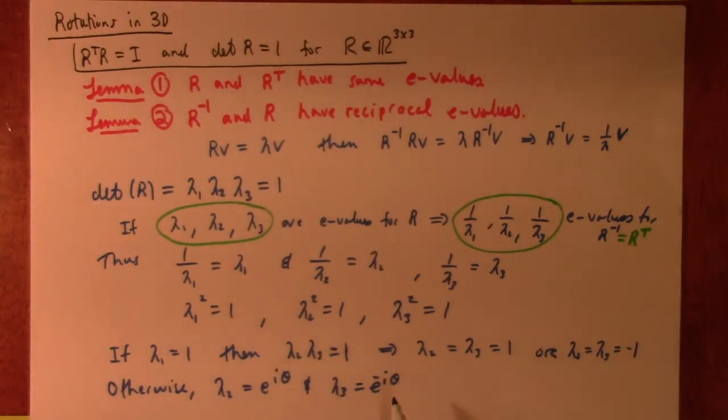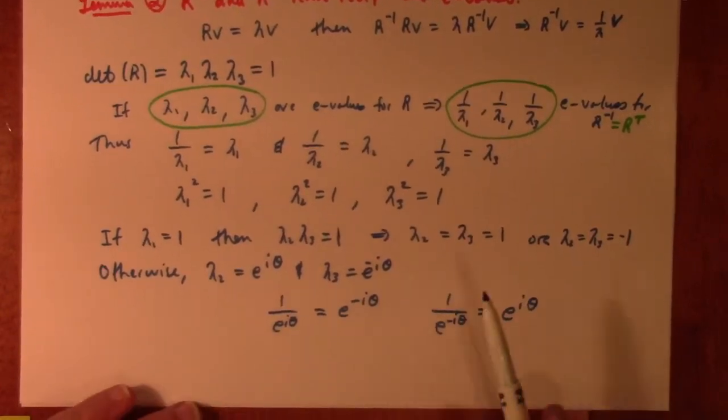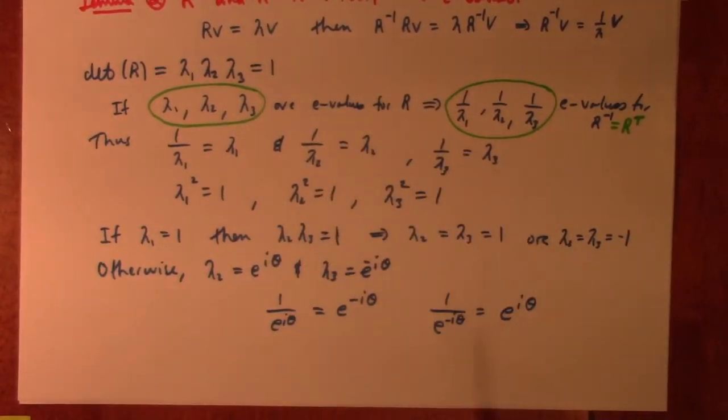In which case, by the way, guys, 1 over e to the i theta is equal to e to the minus i theta, and 1 over e to the minus i theta is equal to e to the i theta. So you see how this stuff out here played out. See how this stuff played out in these cases. Okay, so anyway, whatever happens, right?